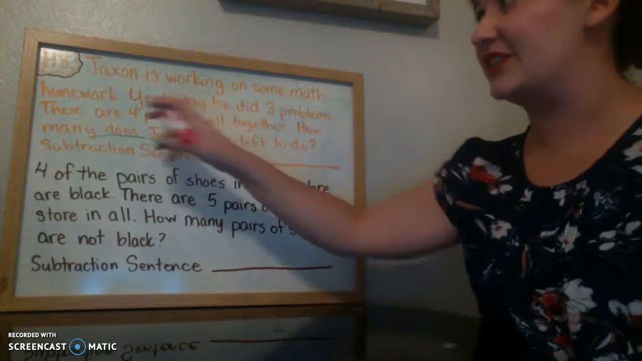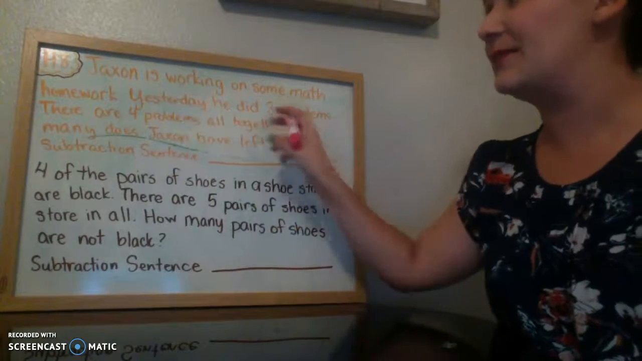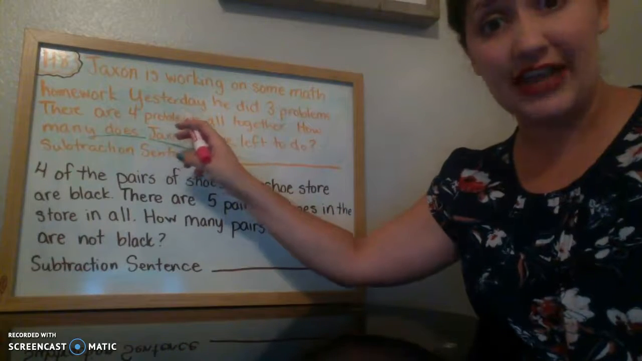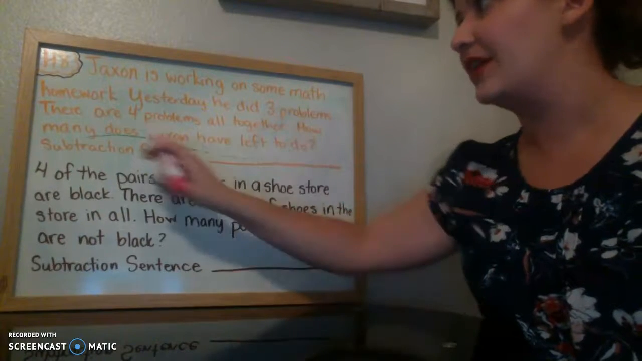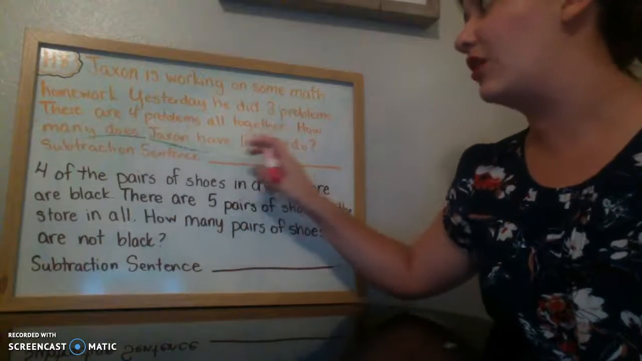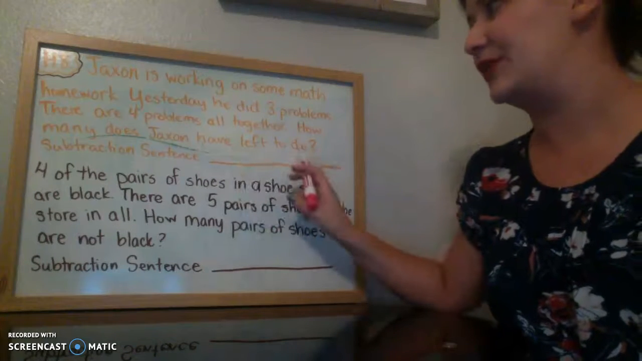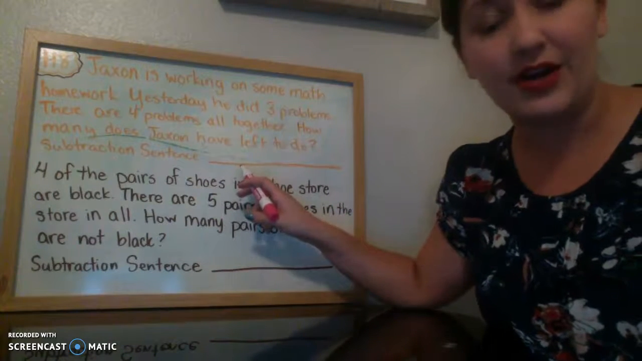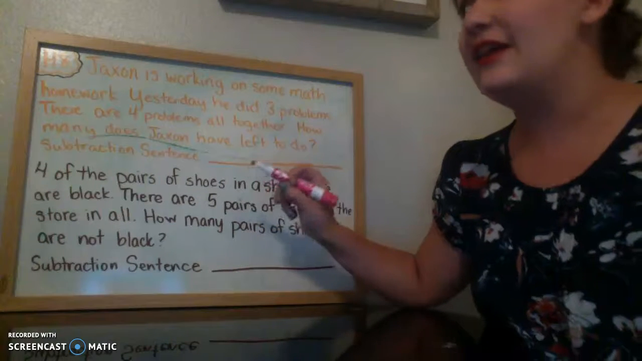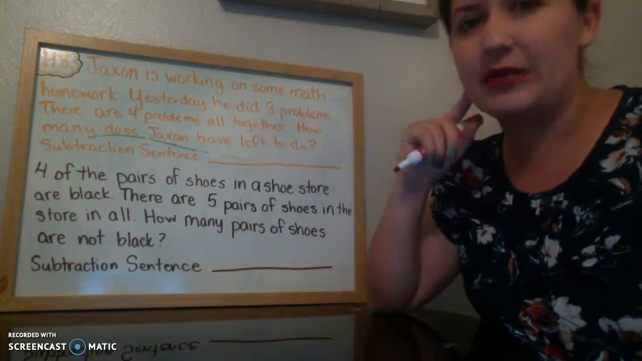Our first one says, Jackson is working on some math homework. Yesterday, he did 3 problems. There are 4 problems altogether. How many does Jackson have left to do? And then it gives us a place for our subtraction sentence. Now let's look at it again and see what we can come up with.